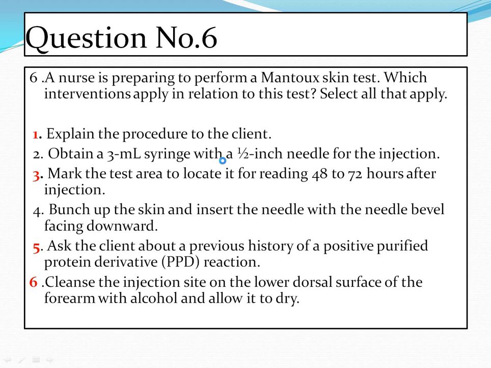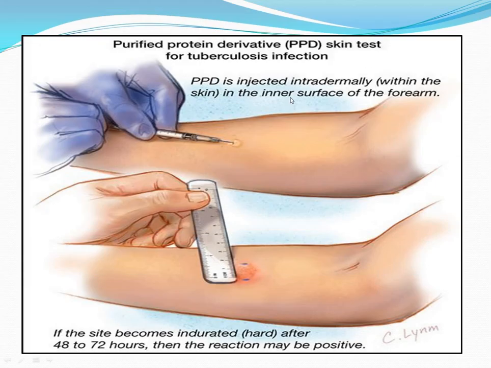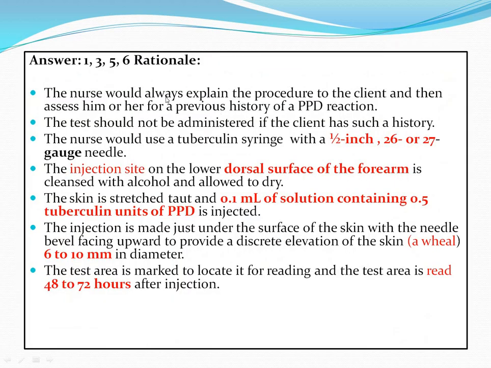These options are correct. So you can see purified protein derivative PPD skin test, Mantoux test. We are injecting it intradermally, within the skin, in the inner surface of the forearm. And if the site becomes indurated, hard, after 48 to 72 hours, then the reaction may be positive. So understand how we are placing the needle and also how it is measured. So the answer 1, 3, 5, 6, that is correct.